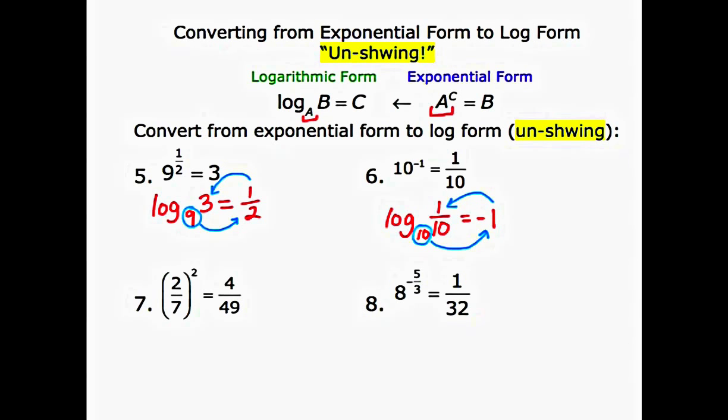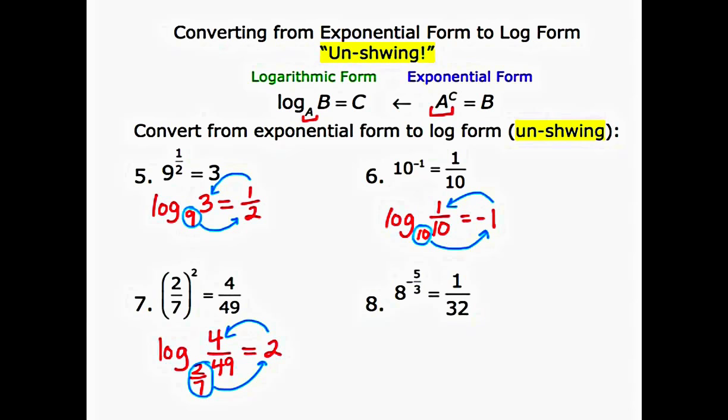Let's go to the third example. The third example says 2/7 squared is equal to 4/49. Our base is 2/7, so the base as an exponent will be the same base when in logarithmic form. So we end up getting log of 4/49 base 2/7 is equal to 2. If you're not sure, do a quick swing. 2/7 squared equals 4/49. Looks like we're doing good.